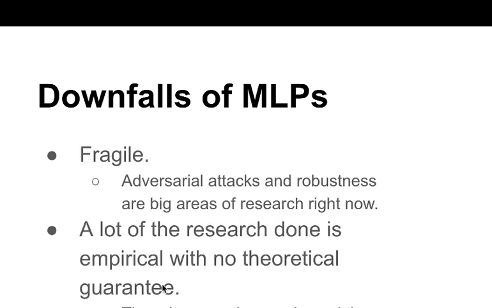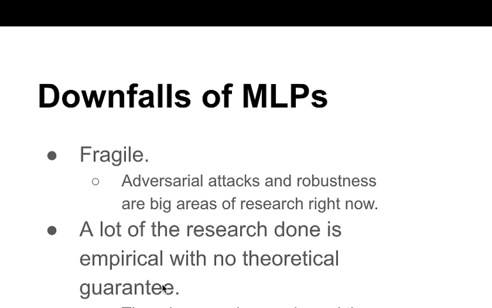Another downfall of neural networks is that they're very fragile. There's this whole field of research called adversarial attacks, where the only job of the researchers is to break the neural network. They're coming up with algorithms to break a neural network to make sure it produces something wrong. And there's actually a really funny research paper that came out last year.